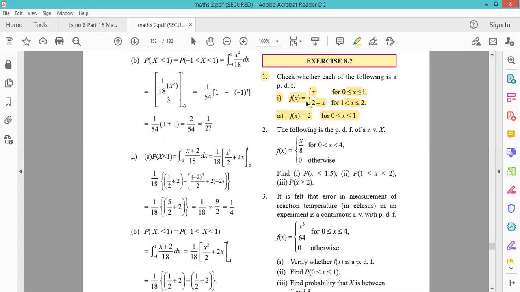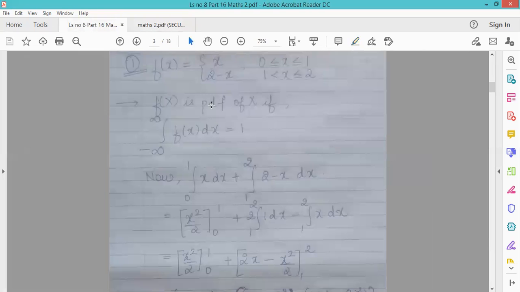So let's begin with the first question. f of x has two values given. One is x and the other one is 2 minus x. The conditions which you can see are nothing but the integrals over here, class. So the integral for x will be 0 to 1 and the integral for 2 minus x will be 1 to 2. Okay. So let's have a look how to start the sum.